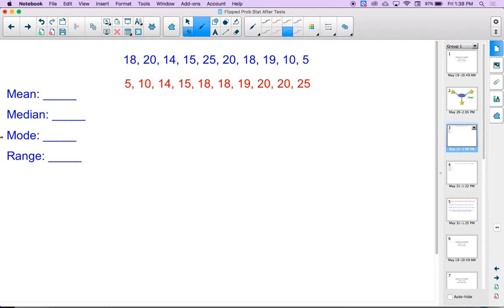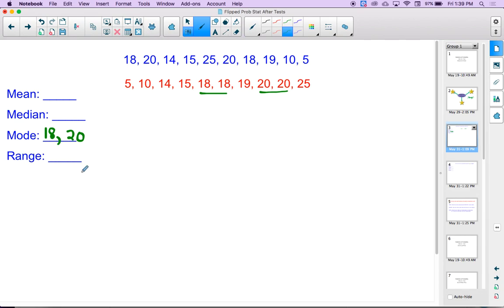Now we can find these 4 numbers in any order we want. I'm going to go with easiest first. I think that the mode is the easiest one to find. We look for the number that shows up the most often. So here we have 2 18s. We also have 2 20s. They're kind of tied for showing up the most often, so both of them get to be our modes. It is okay to have 2 modes in a set of data. We call that data bimodal, 2 modes.